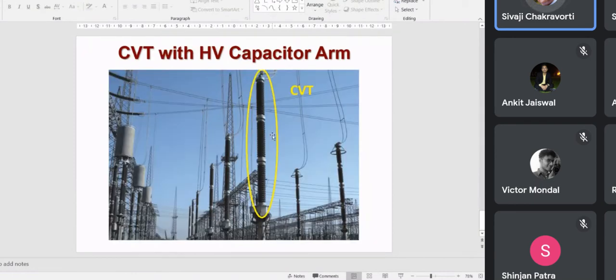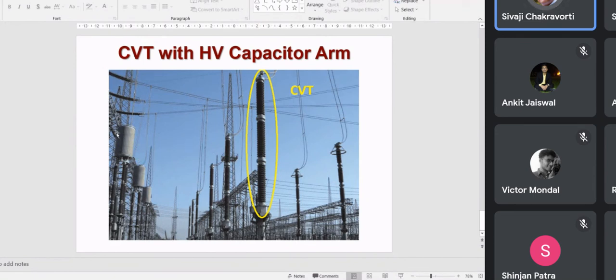And finally, I will show you something which probably you will see. It is called a capacitive voltage transformer. We call it CVT. And this bottom one here, you can see the yellow line, the bottom one is actually the CVT. And this one is the high voltage capacitor of the CVT, the vertical one. It's a very high voltage one. But this is again axisymmetric. This is so interesting, right?